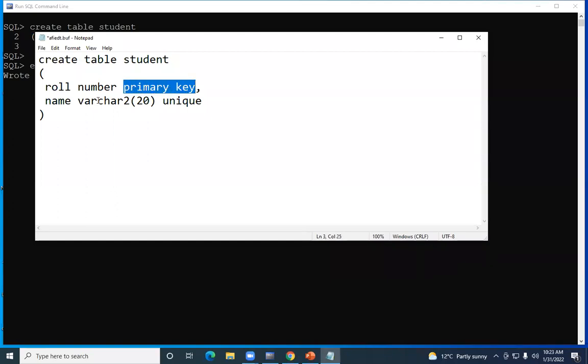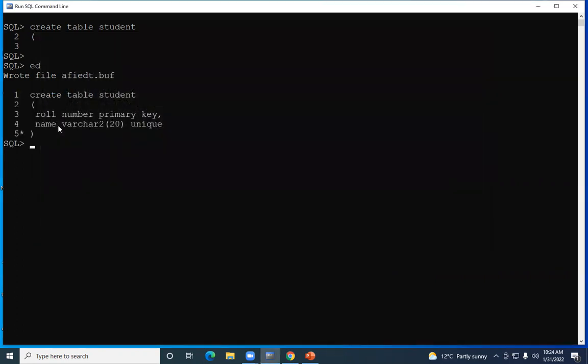This is the constraint. So how do we go? Column name, its data type, and then the constraint. Column name, data type, and then the constraint. So I put a unique constraint on name, so I cannot give similar names. I have put a primary key constraint on roll number, which means I cannot give duplicate roll numbers, and while entering values, I cannot leave this column blank.